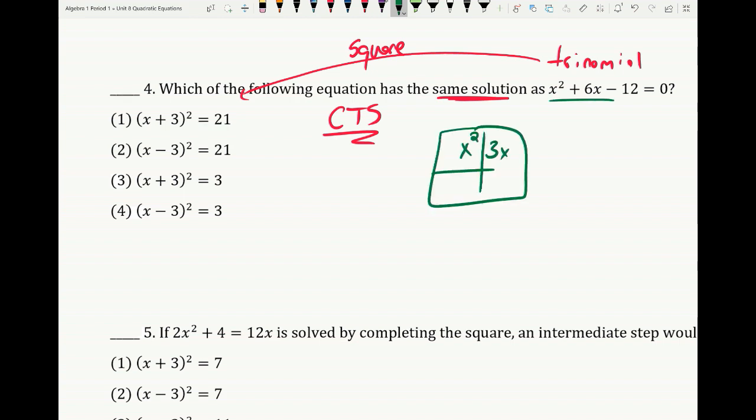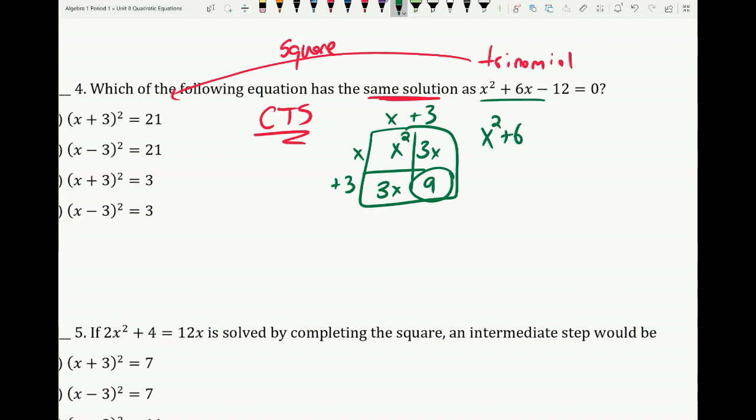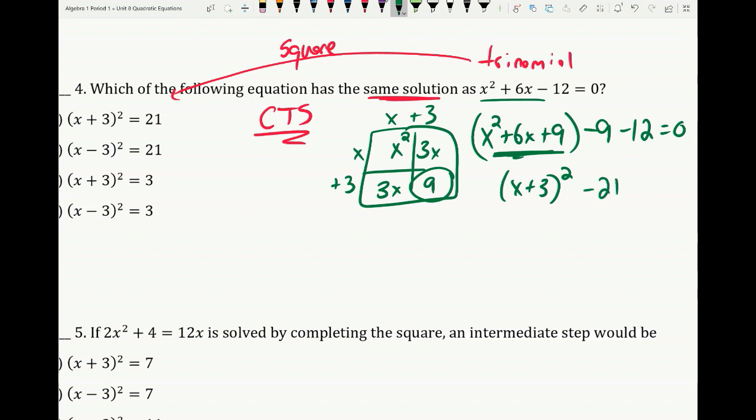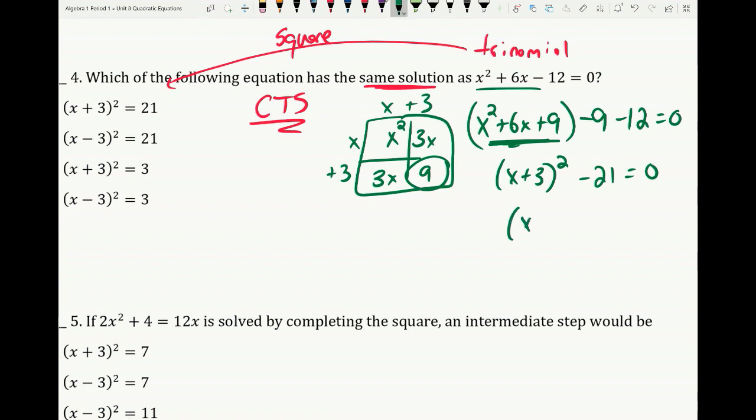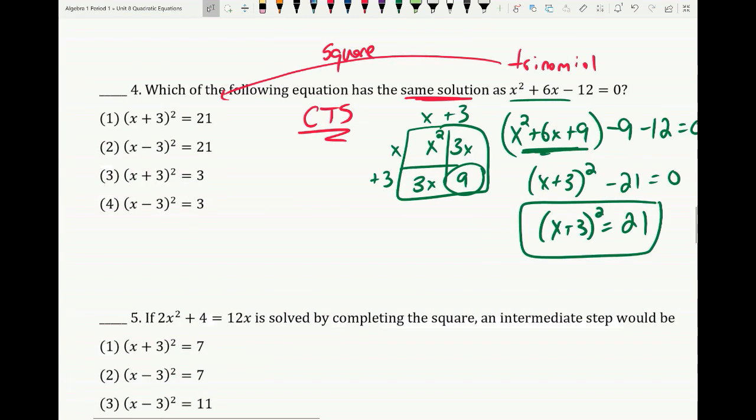X squared, 3x, 3x. I feel like it's the same numbers every time. 3 times 3 is 9. 9 is the magic number to add in. X squared plus 6x plus 9. I can't just add 9, I have to also subtract 9. I picked 9, so this factors nicely. Oh, x plus 3 minus 21. So my next step here is, look, when I add over the 21, I'm done. I turned a trinomial into a perfect square. X plus 3 squared equals 21.